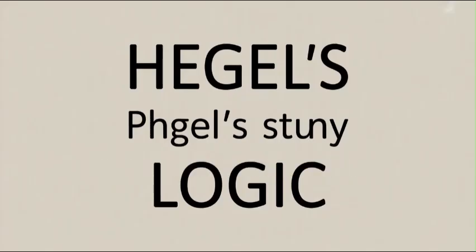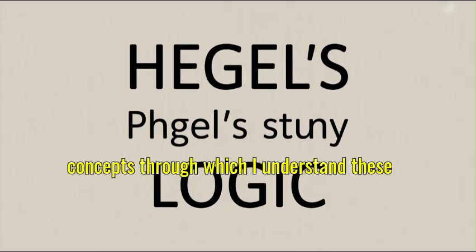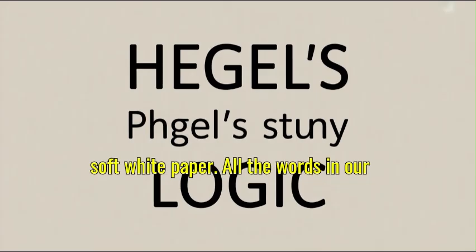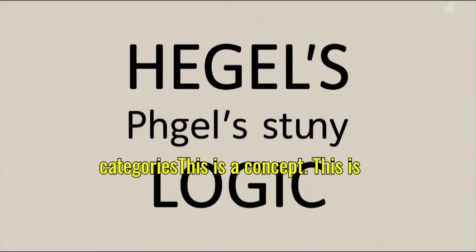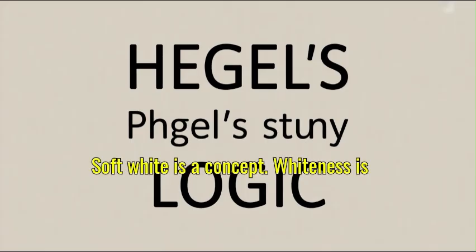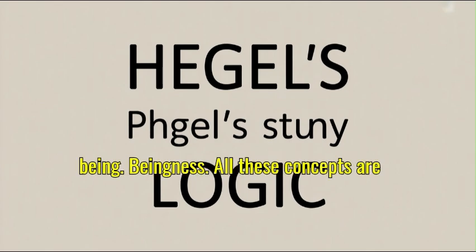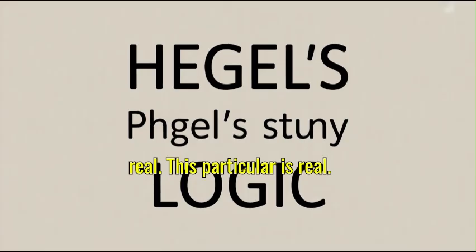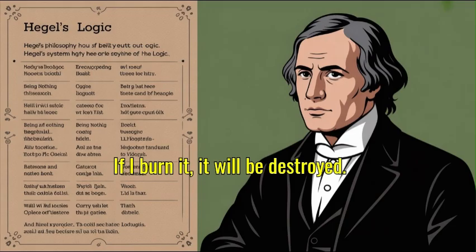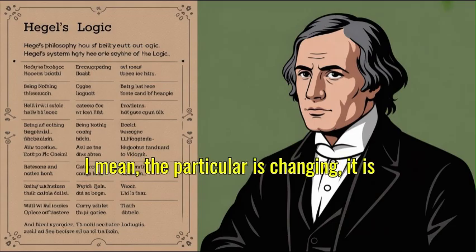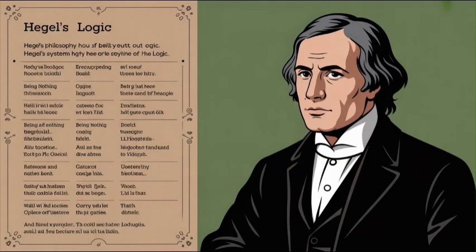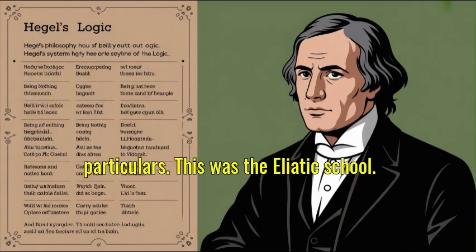Those are the categories. Those are the universals. Those are the concepts through which I understand these particulars. For example, this is a soft white paper. All the words in it are categories. One is a concept. Soft white is a concept. Whiteness is being, beingness. All these concepts are real. This particular is real, but if I make it black, it will become black. If I burn it, it will be destroyed. I mean, the particular is changing. It is illusory. We don't believe in these things. We only believe in universals through which we understand these particulars. This was the Eleatic school.